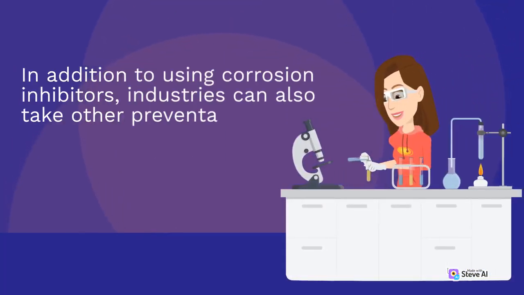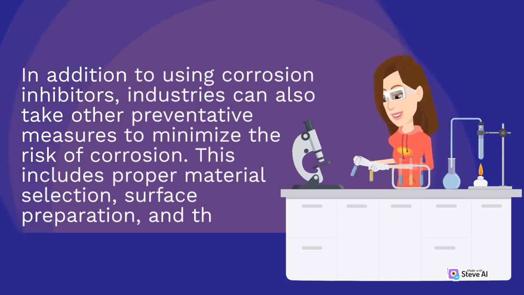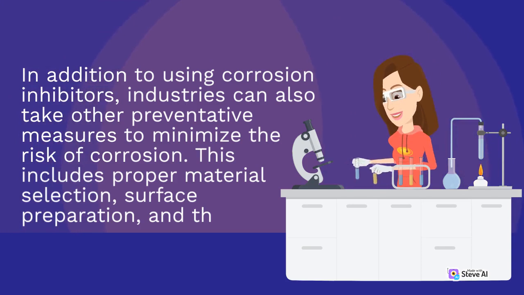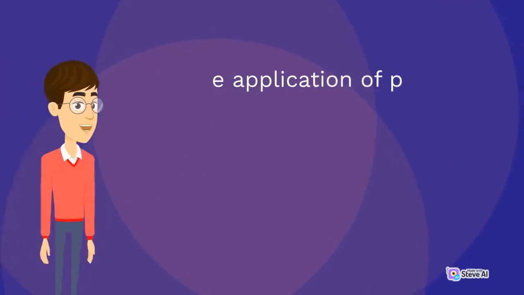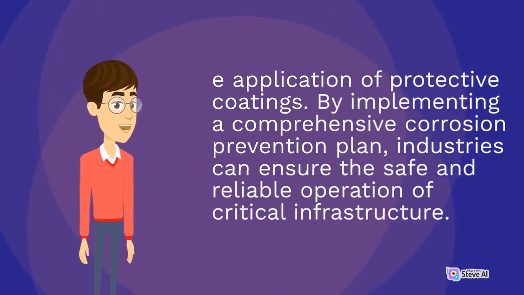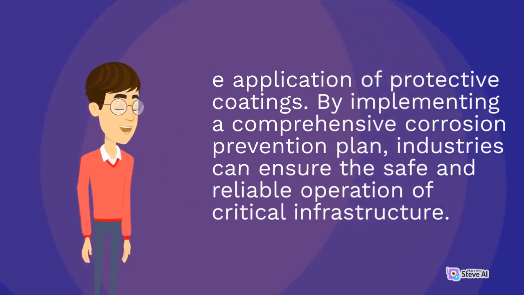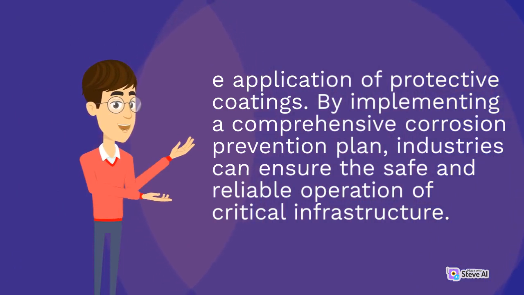In addition to using corrosion inhibitors, industries can also take other preventative measures to minimize the risk of corrosion. This includes proper material selection, surface preparation, and application of protective coatings. By implementing a comprehensive corrosion prevention plan, industries can ensure the safe and reliable operation of critical infrastructure.